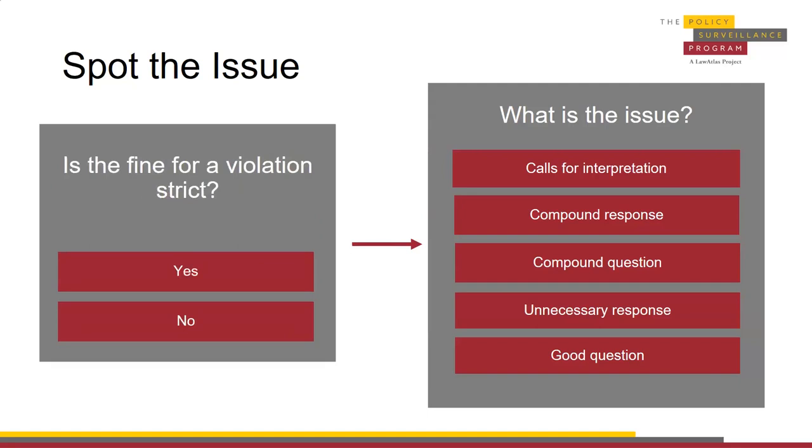Another example: is the fine for a violation strict? I brought up a similar example earlier, so this calls for interpretation. Again, we don't know what the coders or the researchers will interpret as strict, leading to inconsistent answering of this question across different jurisdictions, leading to inconsistent data that won't be as useful for review.